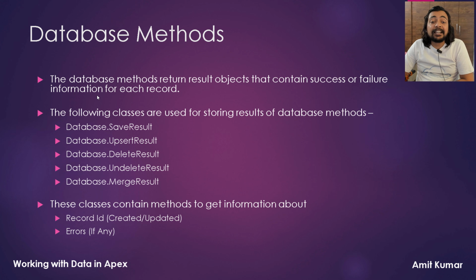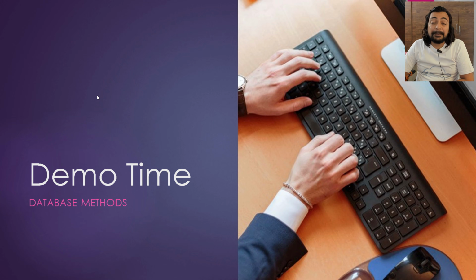These classes contain methods to get information about the record ID which is created or updated, and errors in case there are any. They also contain a method to check whether the operation has been successful or not. So it's pretty much of talk, and now it's time to see the things practically.